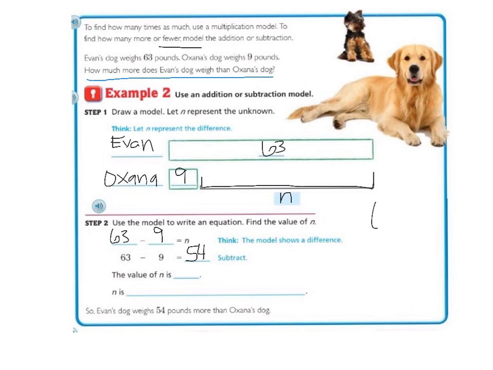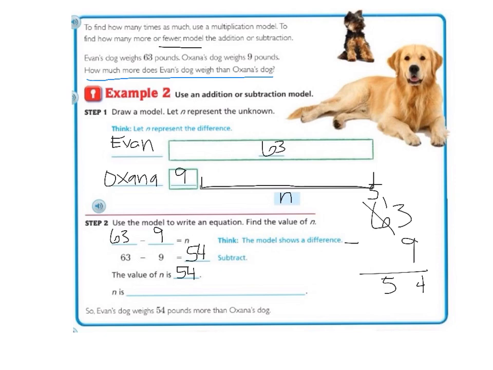We can do the math to the side to check. Let's do that. 63 minus 9. I can't take away 9 from 3, so I have to borrow. 13 minus 9 is 4. And I bring back down the 5, so I get 54. So the value of n is 54.